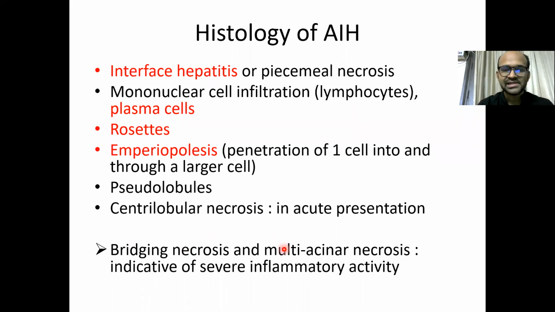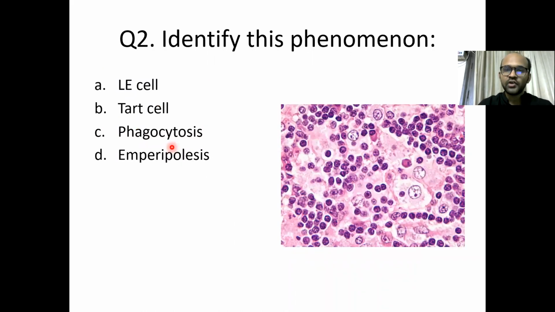Bridging necrosis and multi-acinar necrosis are indicative of severe inflammatory activity. So interface hepatitis, plasma cell infiltration, rosettes, and emperipolesis are the hallmarks of autoimmune hepatitis. Now, what is this phenomenon called? I have already told you, this is emperipolesis, in which one cell is penetrating into a larger cell and the smaller cell remains intact within it. It is classically seen in autoimmune hepatitis and Rosai-Dorfman disease. While in phagocytosis, a smaller cell, once phagocytosed by the larger cell, is degraded by it.